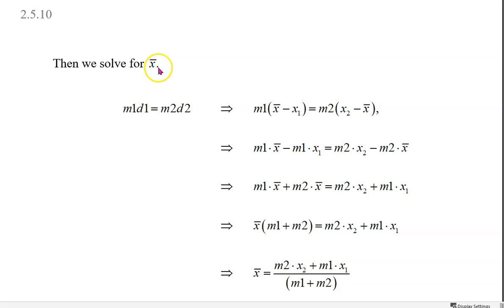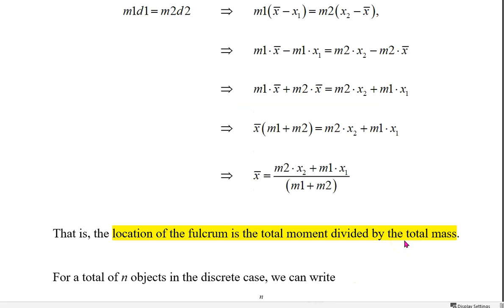Now we solve for x bar. Once we have this equation, we can perform a lot of algebraic steps to come up with the value for x bar as (m2 times x2 plus m1 times x1) divided by (m1 plus m2). That is, the location of the fulcrum, the balancing point, is the total moment, mass times distance plus mass times distance, divided by total mass, mass 1 plus mass 2.